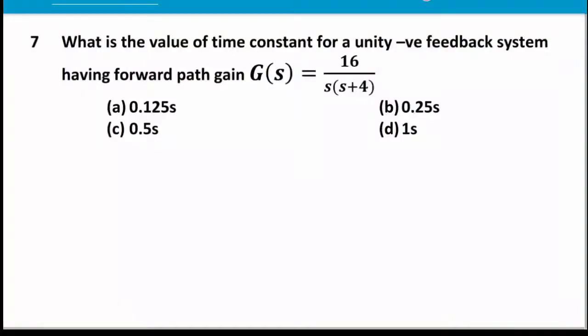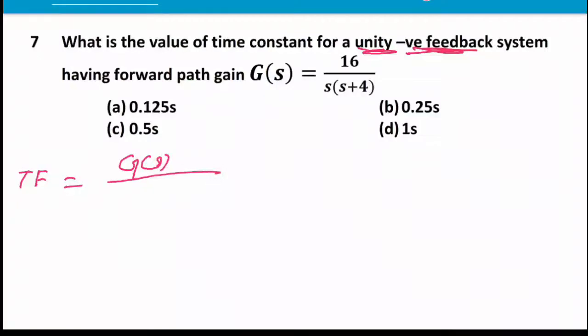Next question, what is the value of time constant of a unit negative feedback system having forward path gain G(S) is equal to 16 by S into S plus 4? So here we have to find out the time constant. First thing, what is the transfer function? Given that unity negative feedback, so what will be the transfer function?